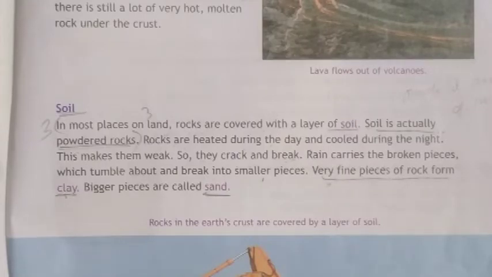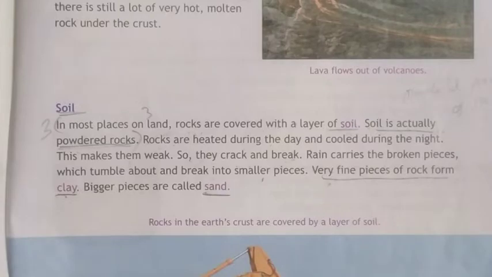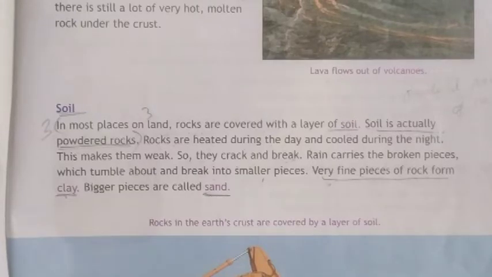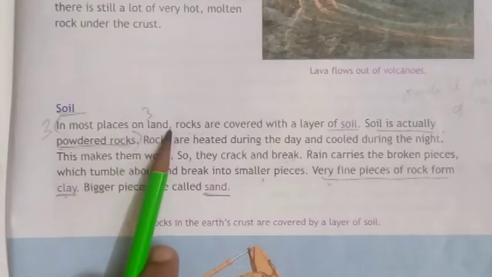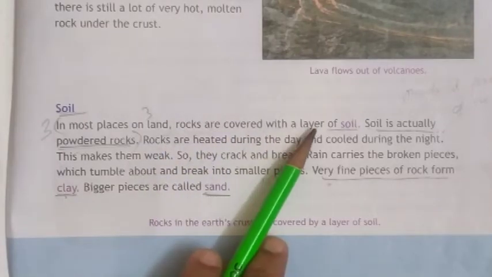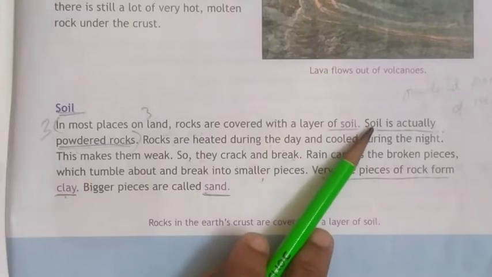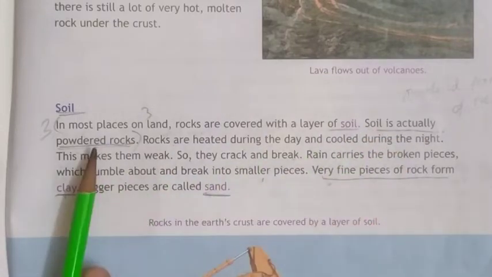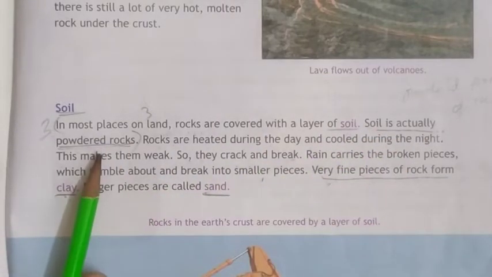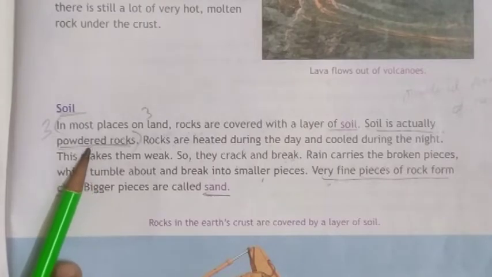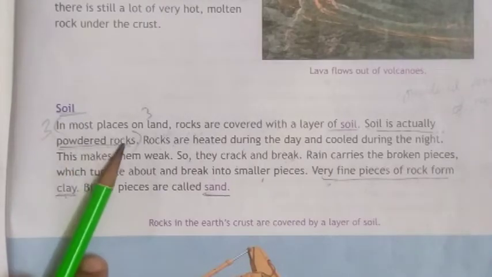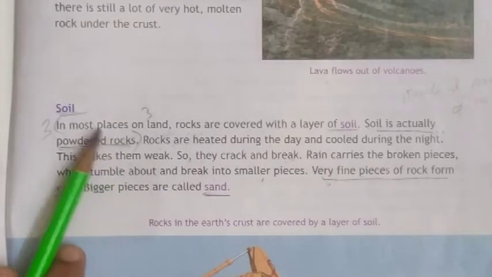And the water. Okay, 3/4 we have already learned. 1/4 of the crust is covered with land, and 3/4 of the earth is covered with water, isn't it? Yes. In most places on land, rocks are covered with a layer of soil. What are soils? Soils are actually powdered rocks. Powdered form of rocks are called soil.